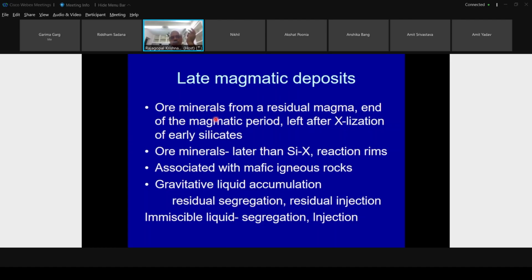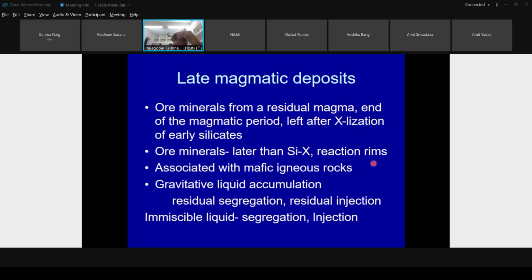During that particular stage, some ore minerals may form after the crystallization of early silicates. First you should know the difference between silicon and silicates. Silicon is a chemical element, silicates are a set of minerals having silicate structures. In this process the ore minerals will form later than the silicate crystals. So first the silicates form, then the ore minerals form. During this process it will develop a lot of reaction rims. Reaction rims are something like this.